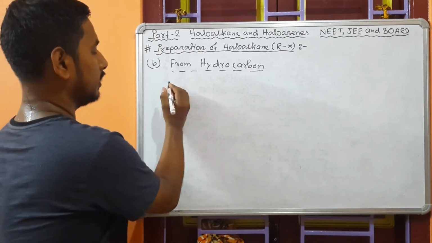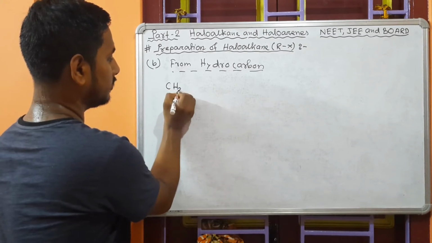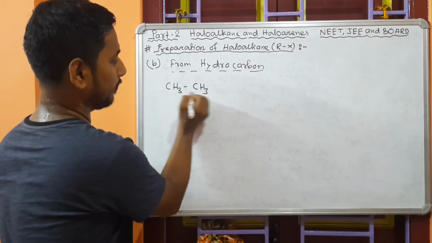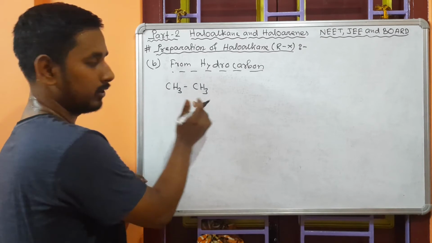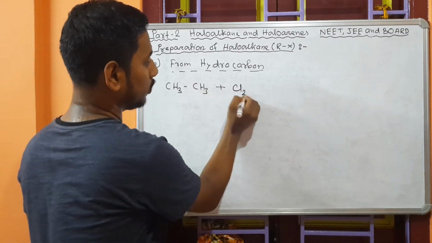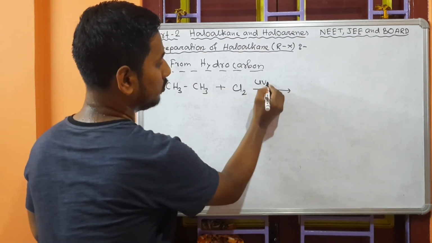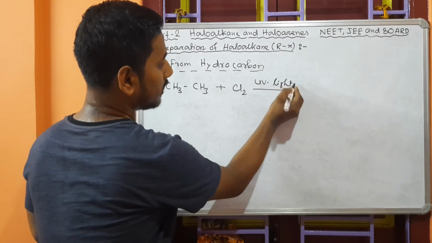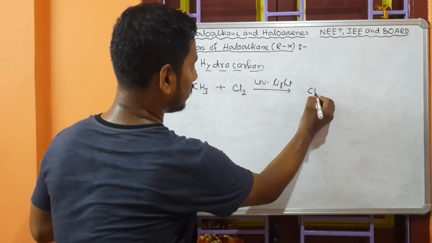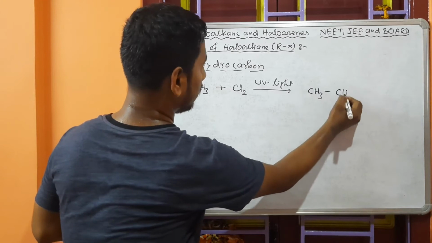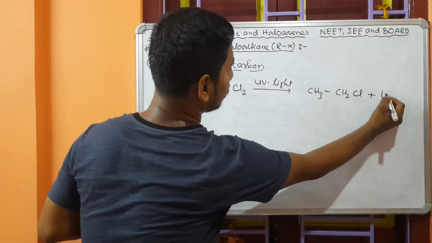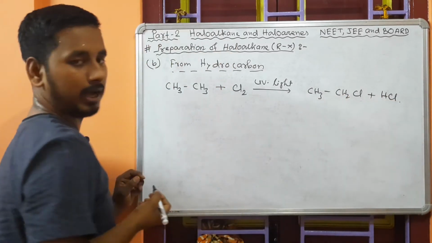Hydrocarbon, say if you have CH3CH3, this is ethane. You react this with chlorine in presence of UV light. In presence of UV light, then you get the product CH3CH2Cl plus HCl as byproduct.